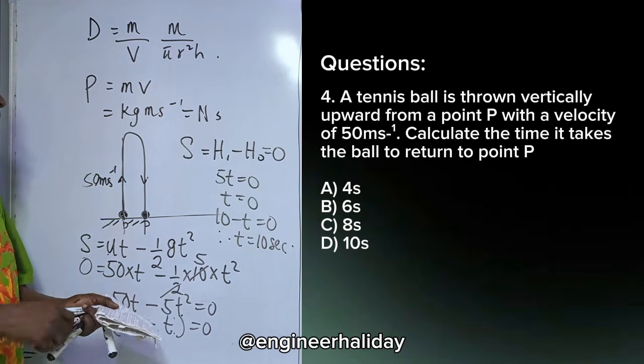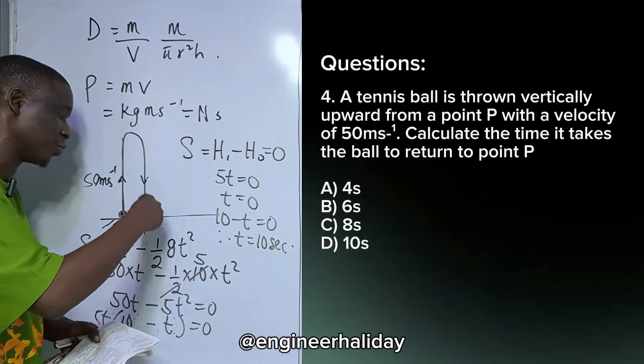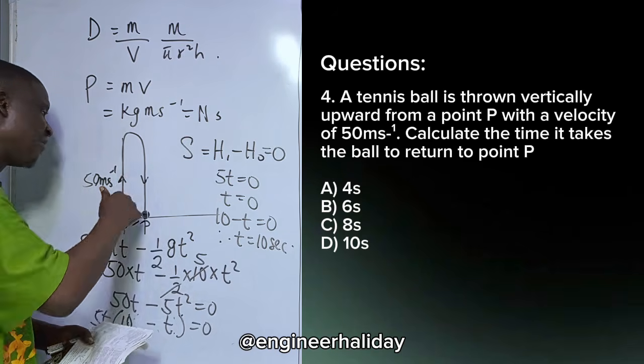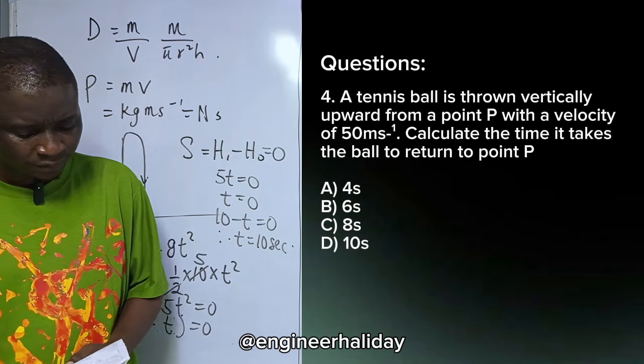You can also calculate the time it takes to go up, which will take 5 seconds. The time to come down is also 5 seconds. You add them together. 5 plus 5 is 10. So our answer will be what?